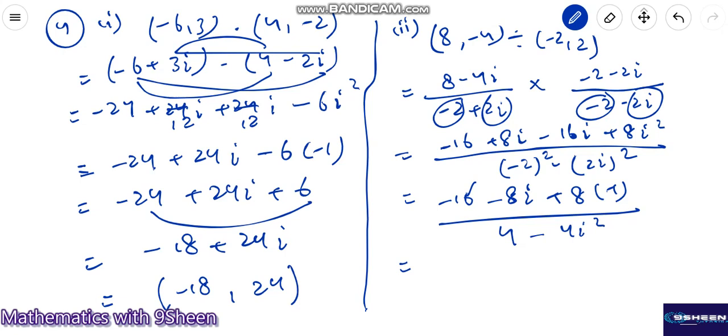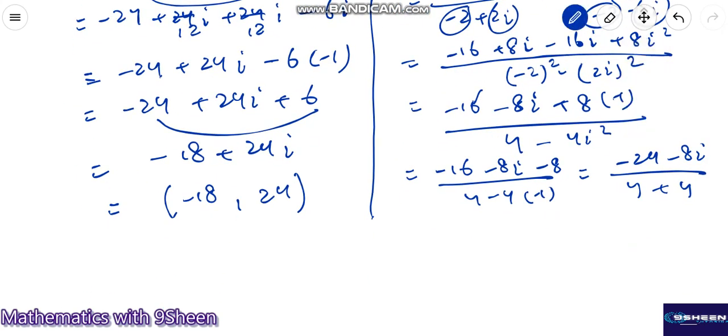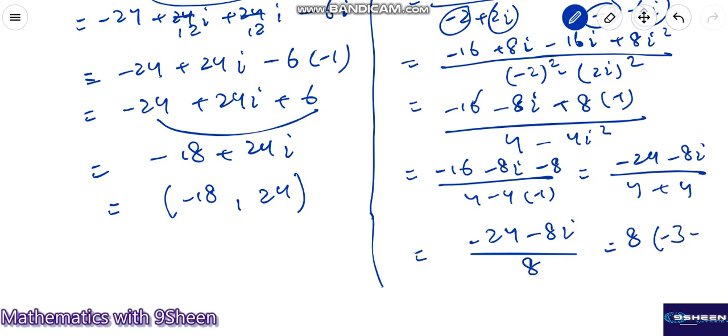Right, and it is minus 16 as it is, minus 8 iota as it is, plus 8 as iota square is minus 1, and the denominator is 4 minus 4 iota square, that is 4 plus 4. It will become minus 16 minus 8, that is minus 24, minus 8 iota. Now it will become minus 24 minus 8 iota over 8. Taking 8 common, here it is minus 3 minus iota.